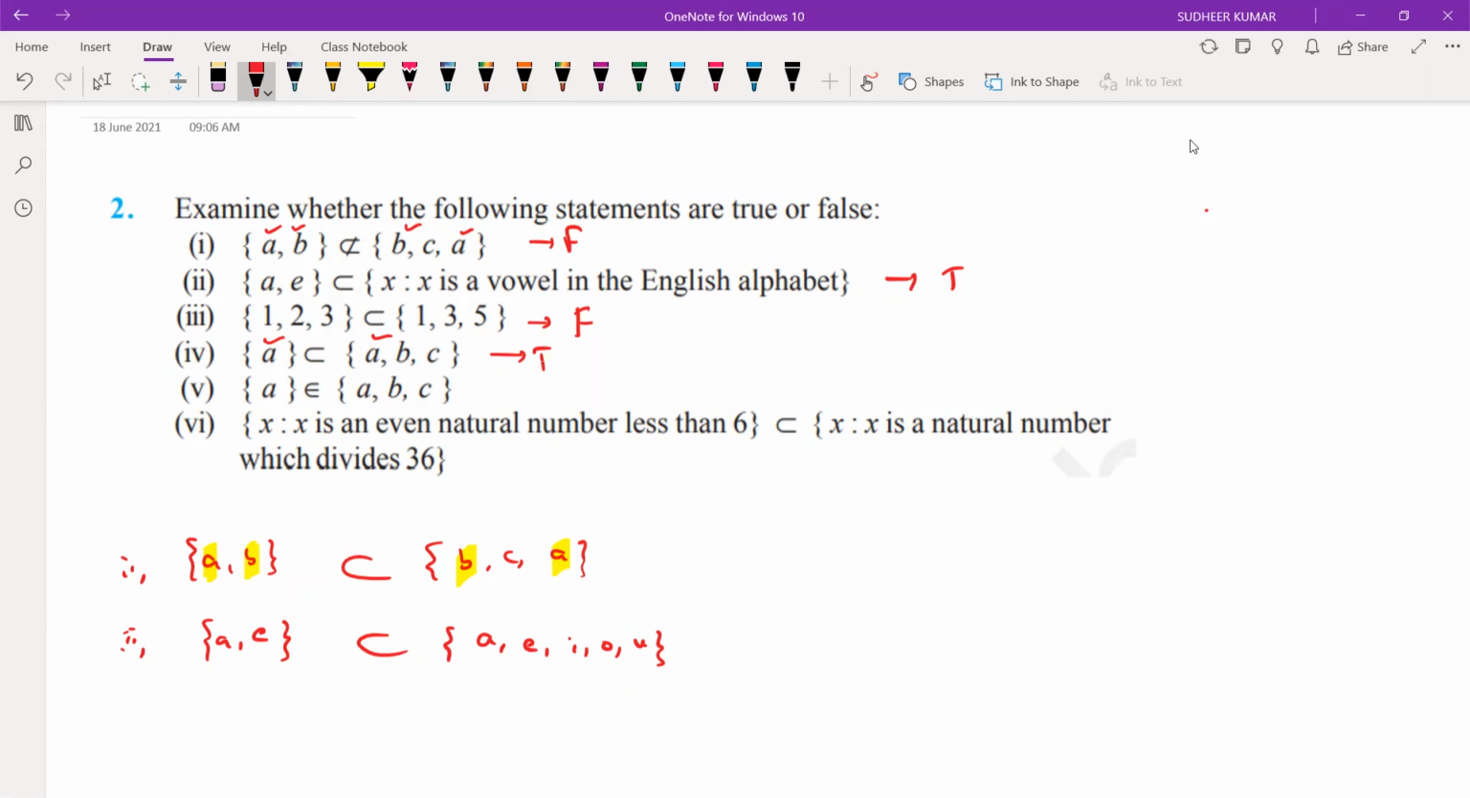How is it false, sir? They have given a subset, but they are given belongs to. So, sir, true. See, the difference between these two: subset will be used between sets only. Belongs to is used from an element of a set to a set.